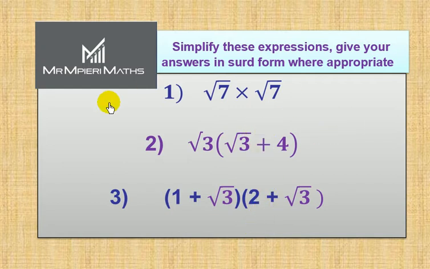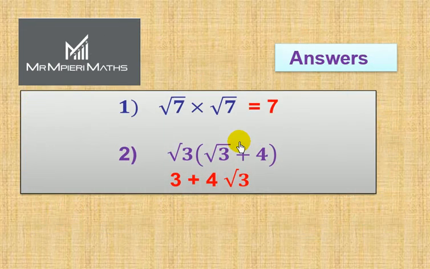Okay, right. Let's have a look at the answers. First one is quite straightforward. Root 7 times root 7, that is 7. And here you're going to multiply this out. Root 3 times root 3 gives you 3. And then you have to multiply root 3 times 4, that gives you 4 root 3. And that is done.